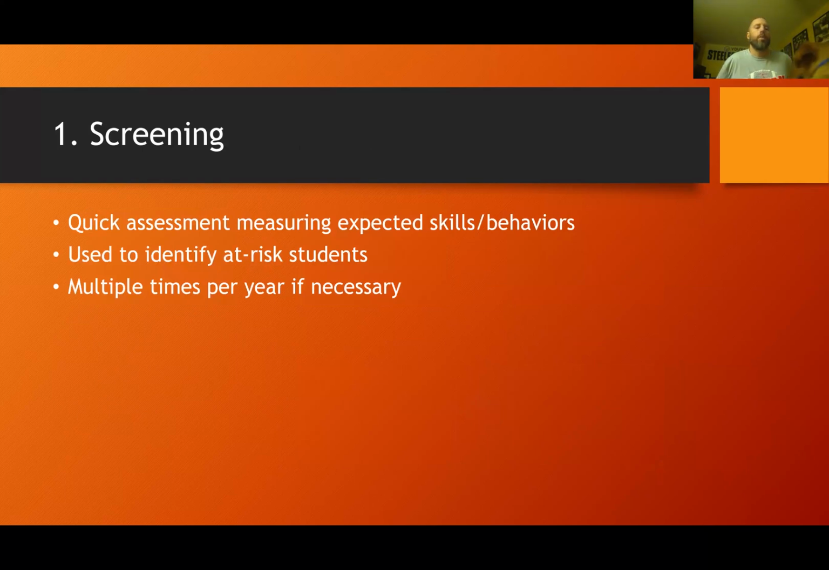So we'll talk a little bit more in depth about each step. First is the screening. This is going to be some sort of assessment that measures the expected skills and behaviors of all students. And then we're going to use that data to identify students that are at risk of having some sort of trouble. Now, the screening can happen once per year, but it may be necessary to do it multiple times per year.